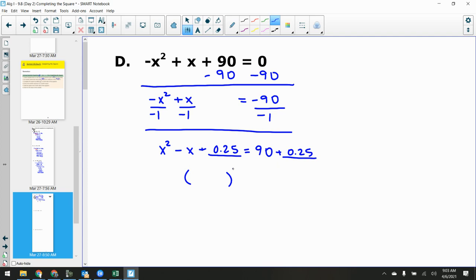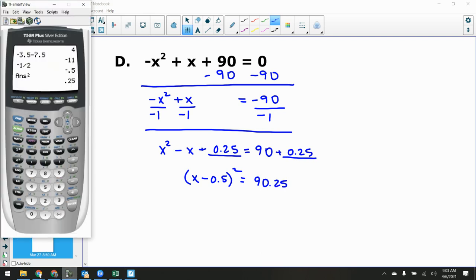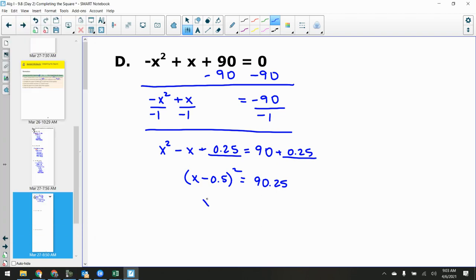So this is another one of those ones where the factoring is going to be weird. X minus 0.5 in there. How did I get to 0.5? It was negative 1 divided by 2, negative 0.5. And then obviously on the right, it's 90.25. Now, when I go to square root it, I square root 90.25. I get a nice clean 9.5.